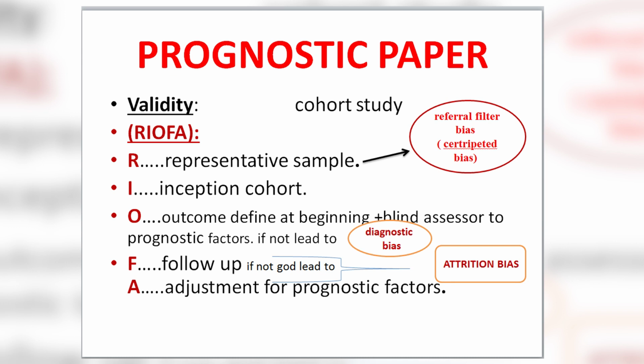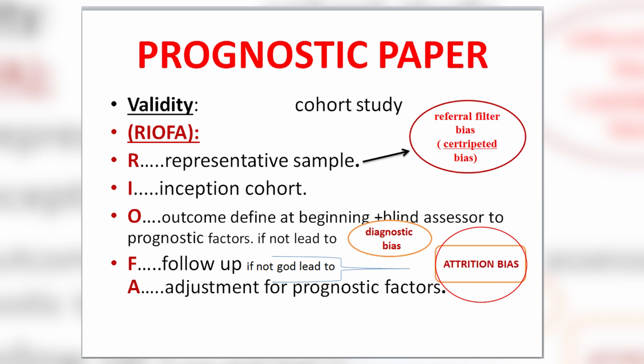Outcome should be defined at the beginning of the study, plus a blind assessor to the prognostic factor. If there is no blind assessor to this prognostic factor between the two groups, it leads to a bias called diagnostic bias. Follow-up is a critical and important part of a prognostic paper. If there is loss of follow-up, it leads to dropout bias, or another name, attrition bias.